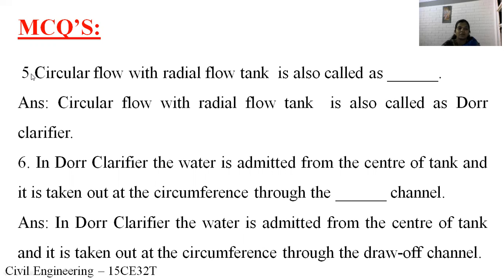Question number 5th. Circular flow with radial flow tank is also called as. Answer, circular flow with radial flow tank is also called as Dorr clarifier.